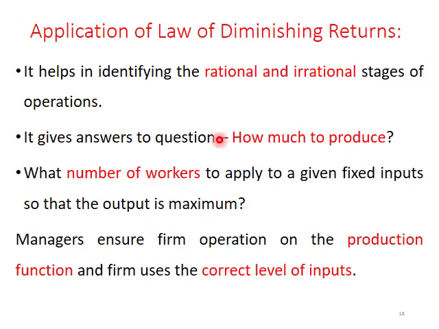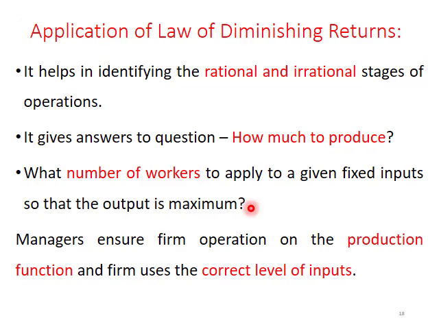And the second one is it gives the answer to the most important question, that is, how much to produce. This is the main question that should be answered by a manager before starting production. So this can be answered by understanding the law of diminishing returns.